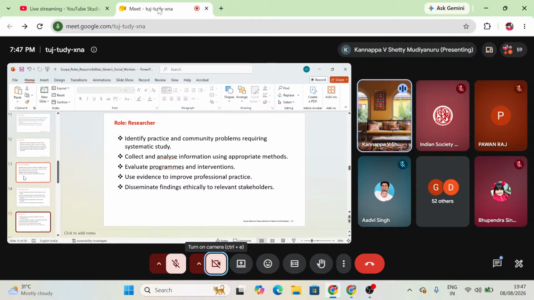So researcher, again a very important role for social workers. Identify practice and community problems requiring systematic studies. Collect and analyze the information using appropriate methods. Evaluate programs and interventions. Use evidence to improve professional practice. Disseminate findings ethically to relevant stakeholders.